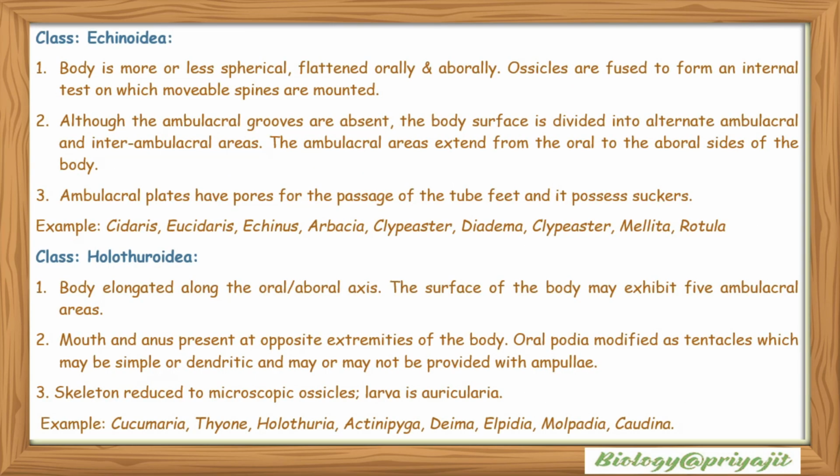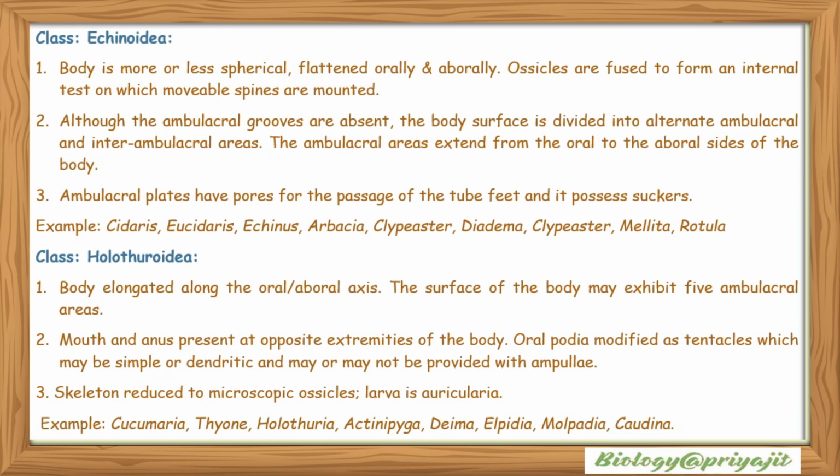Echinoidea, their body is more or less spherical, flattened orally and aborally. Ossicles are fused to form an internal test on which movable spines are mounted. Although the ambulacral grooves are present, the body surface is divided into alternate ambulacral and interambulacral areas. The ambulacral areas extend from the oral to the aboral sides of the body. Their ambulacral plates have pores for the passage of the tube feet and it possesses suckers. So Cidaris, Eucidaris, Echinus, Arbacia, Clypeaster, Diadema, Melita, Rotula, these are the examples.